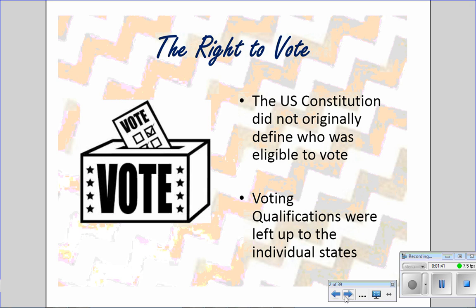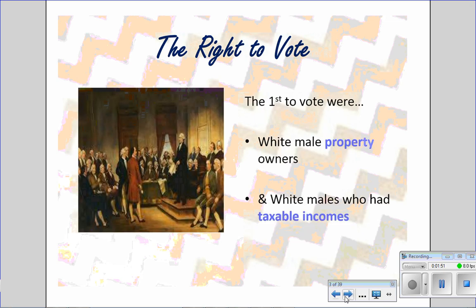So in 1789, 94% of the population of America could not vote. They were denied that right. The first people who were allowed to vote were white male property owners and white males who had taxable incomes. So please write in property owners and taxable incomes.